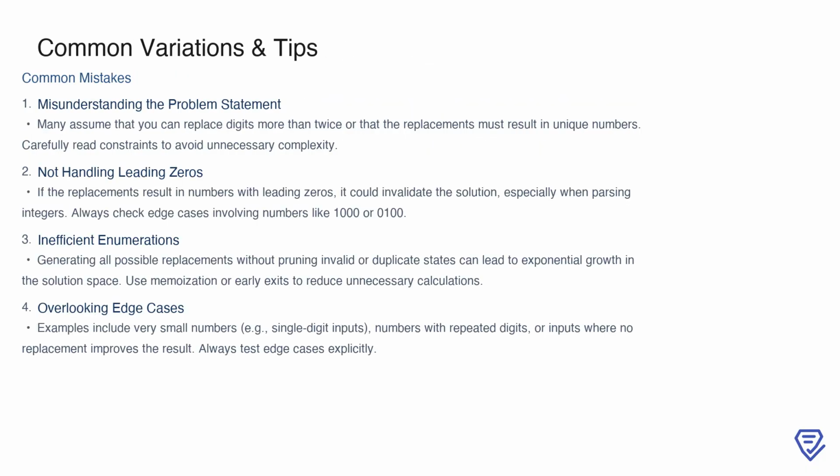When tackling this problem, there are a few common pitfalls to be aware of. A frequent mistake is misunderstanding the problem statement itself. For example, some assume that you can replace digits more than twice or that the resulting numbers must always be unique. This can lead to unnecessary complexity, so it's crucial to carefully read the constraints and fully understand what's required.